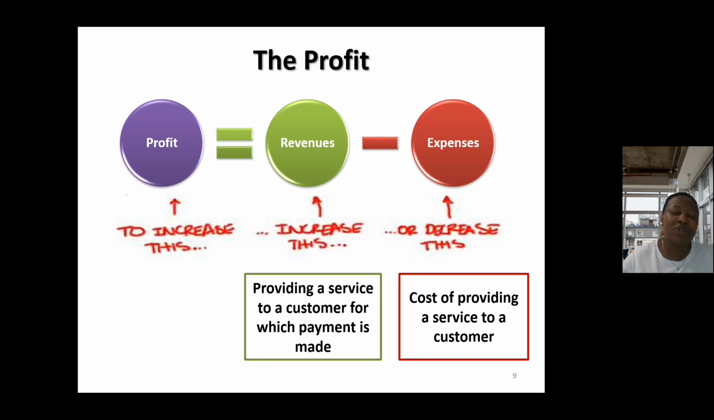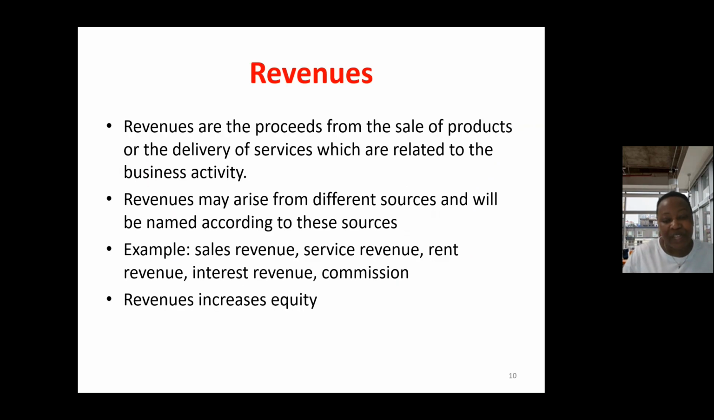So once your revenue is always higher than your expenses, what are the expenses? They are the cost of you offering those services or selling those goods to your customer. So once your revenue is always higher than your expenses, you would have a profit. To increase your profits, you want to ensure that you increase your revenue, but cut down on your costs. You cut down on your expenses, and that would help you make profits as a business.